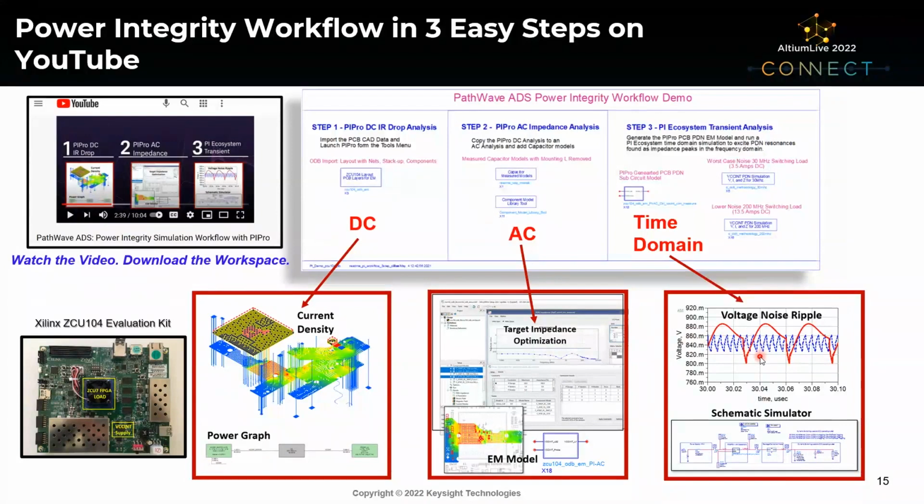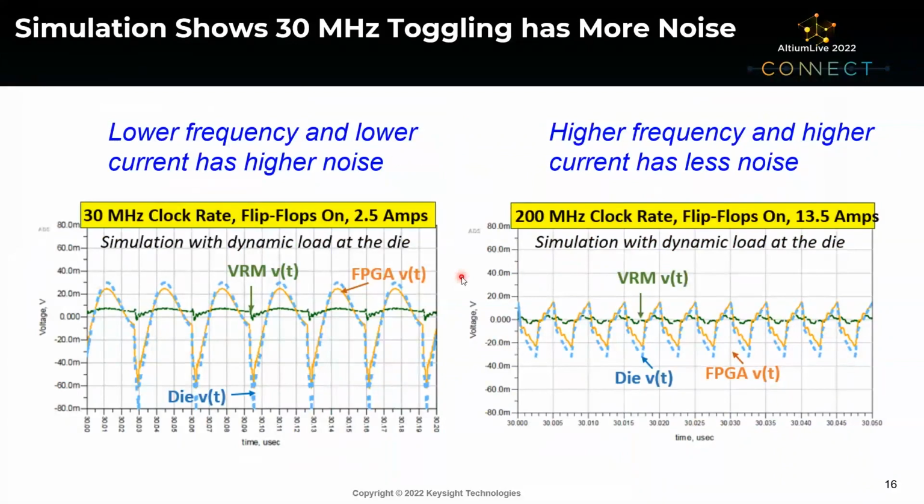And it's that simulation. Once we realized that there was an impedance peak in our simulation data, we went ahead and excited it in the time domain. So we took our power integrity ecosystem schematic and we ran it with a 30 megahertz load, and we were able to simulate this dynamic ripple. And then once we increased the switching frequency of the dynamic load to 200 megahertz, we actually simulated the reduction in dynamic ripple with the higher switching frequency, running those 400,000 flip-flops.